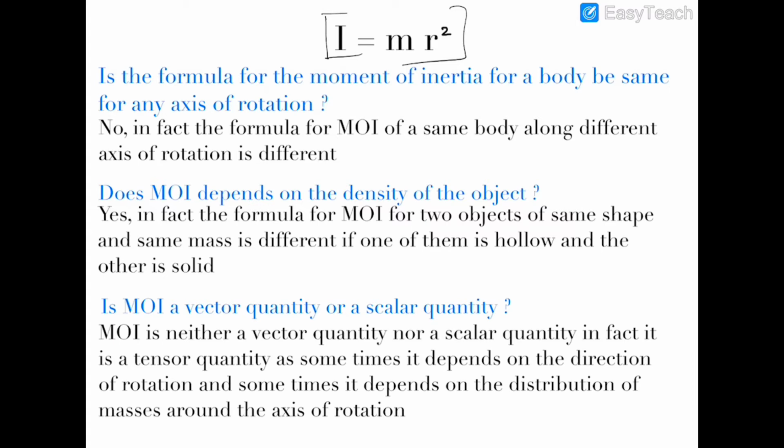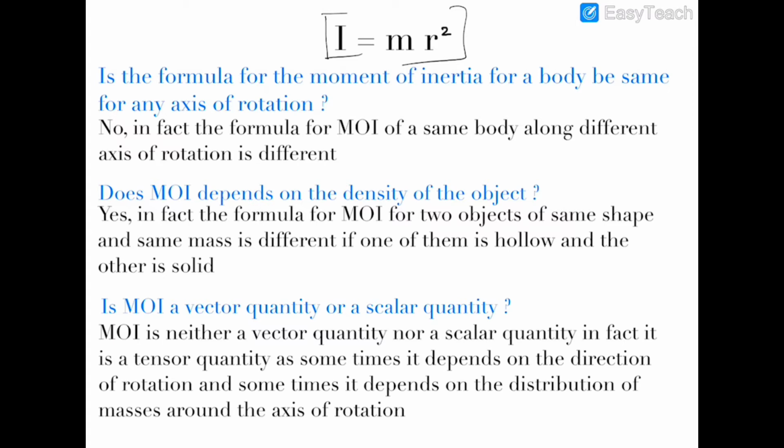Now, will this formula of moment of inertia be the same for any axis of rotation? No. The formula for the moment of inertia of the same body will depend on which axis of rotation it is rotating about. If the body is rotating about a different axis of rotation, its moment of inertia formula would also be a different one.